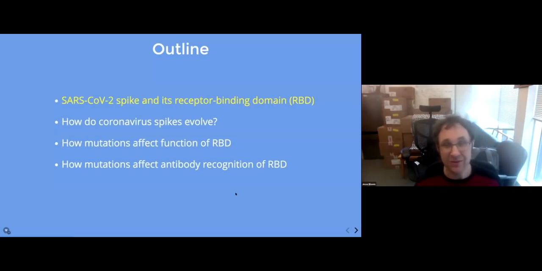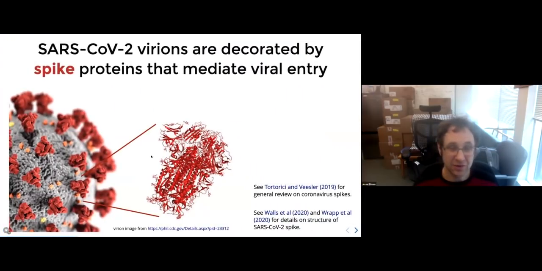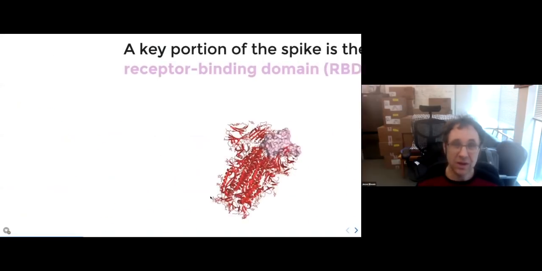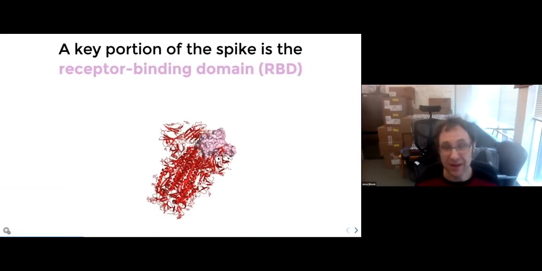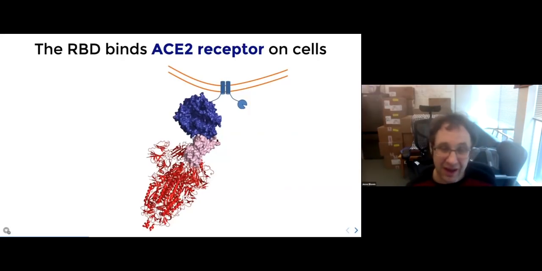So first, just a little bit of background on the protein that I'm discussing. On the surface of SARS-CoV-2 virions is this protein called spike, which is shown here in red. And the function of this protein is to get the virus into cells. One important part of the spike is the receptor binding domain, shown here in purple. This is an autonomously folding subdomain of the spike. And the function of the receptor binding domain is to bind with high affinity to a protein called ACE2, which is expressed on the surface of some human cells. And this binding of the receptor binding domain to ACE2 is the first step in the initiation of cellular infection.